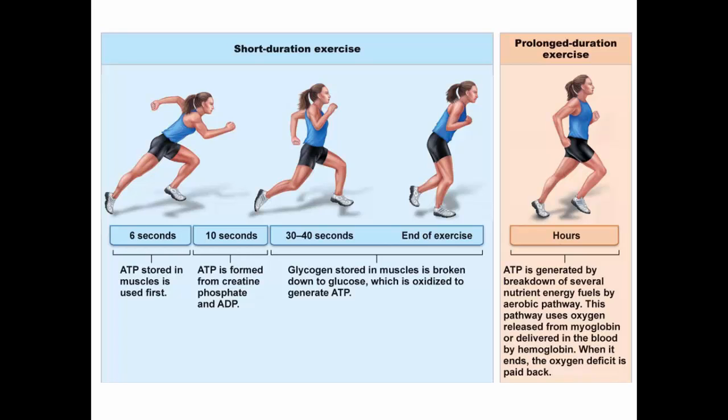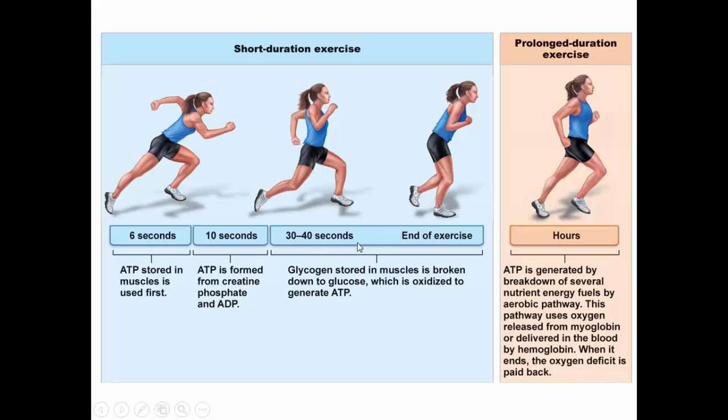If we look at how we need ATP, the first little bit of ATP that's stored in the muscle is used up very quickly in the first few seconds of activity. Then we can break down creatine phosphate and use that to make ATP. That stored molecule will provide us with about another 10 seconds of ATP use.